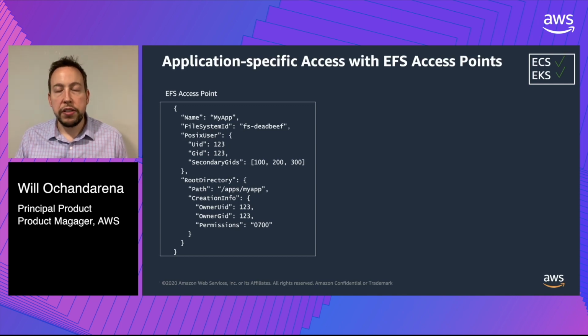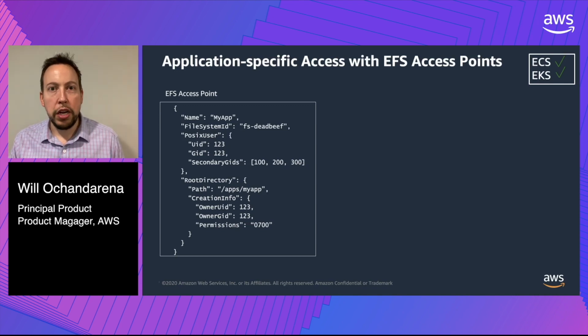There's another thing that this does too, because most of the time that you are setting up a new application on a file system, you're going to want a space for that application to write. You're going to want a new directory. You can have your access point create that directory on behalf of your application with the permissions you want, so that you don't need to use any other systems to deploy directory and permissions to your file system.